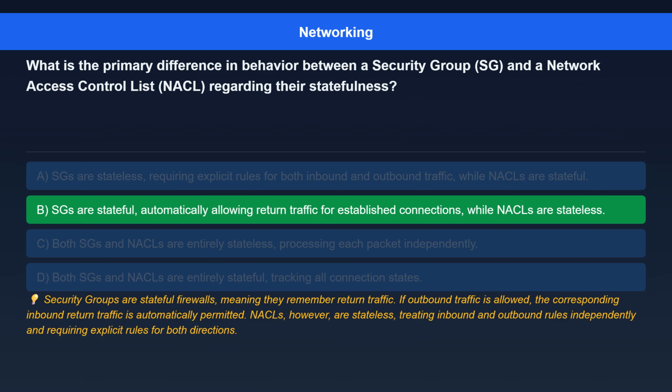The correct answer is SGs are stateful, automatically allowing return traffic for established connections, while NACLs are stateless. Here's the explanation. Security groups are stateful firewalls, meaning they remember return traffic. If outbound traffic is allowed, the corresponding inbound return traffic is automatically permitted. NACLs, however, are stateless, treating inbound and outbound rules independently and requiring explicit rules for both directions.